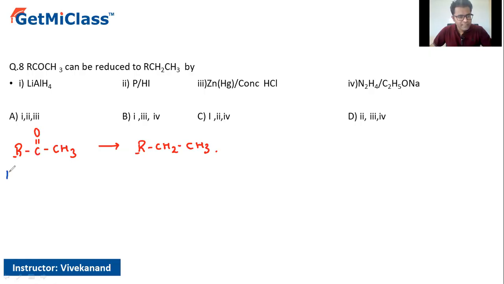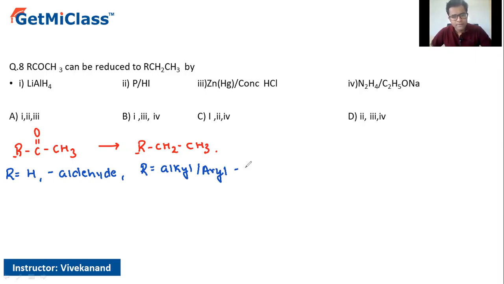Now, if R is equal to hydrogen, then it becomes an aldehyde, right? Or if R is any of the alkyl series or an aryl series, then we have a ketone. Anyway, we need to convert either an aldehyde or a ketone to a simple hydrocarbon, right? So if we observe the first case, that is lithium aluminum hydride.